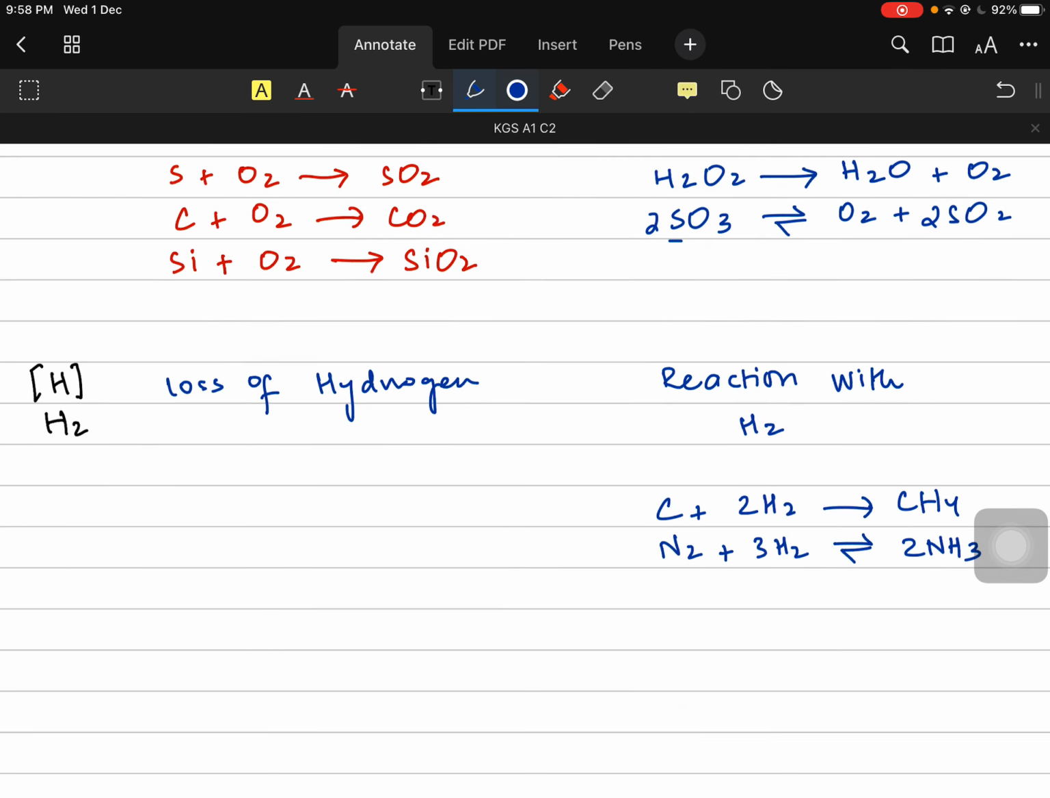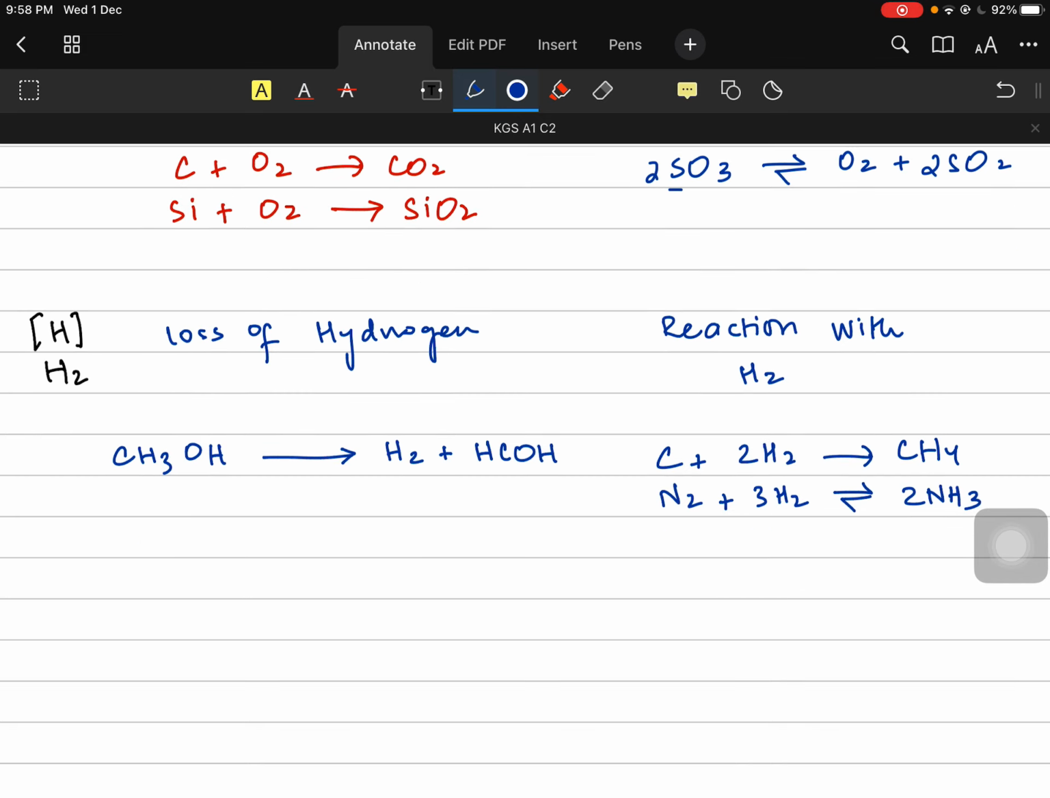For example, a very common compound CH3OH, which is methanol. Methanol loses the hydrogen gas and it forms CHOH. It has to be balanced at the end of the day, but what you get is loss of hydrogen, which is oxidation. So when any element loses hydrogen, or any compound loses hydrogen, that is obviously an oxidation process.